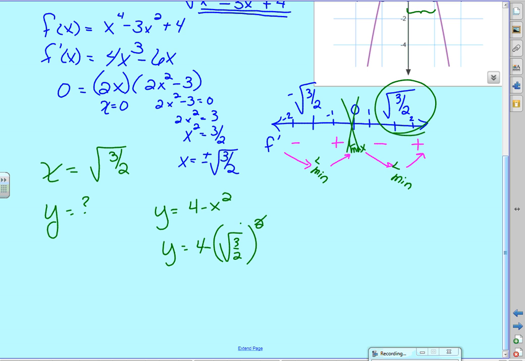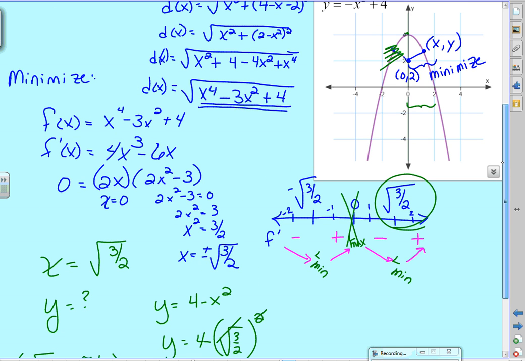Thus, squaring the square root will take that off our plate. So we get 4 minus 3/2, and that will leave us with 8/2 minus 3/2 is 5/2 or 2.5. So our point that is closest would be the square root of 3/2 comma 5/2. And kind of looks reasonable, doesn't it?